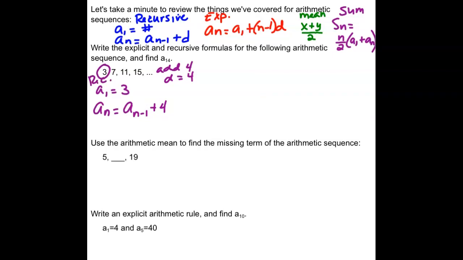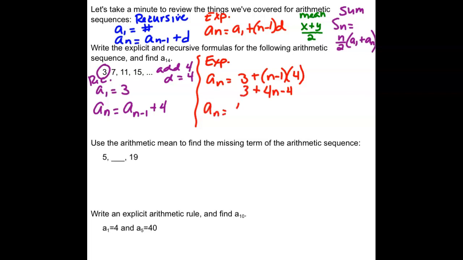Our explicit rule says take the first term, which was a 3, and add n minus 1 of our common differences. So we're adding a 4. We get 4n minus 4 plus 3. Our explicit rule would be 4n minus 1. And then our last piece, we are trying to find the 14th number. So plug it in. We're putting 14 in there. So 4 times 14 minus 1, we end up with 55 for the 14th term.